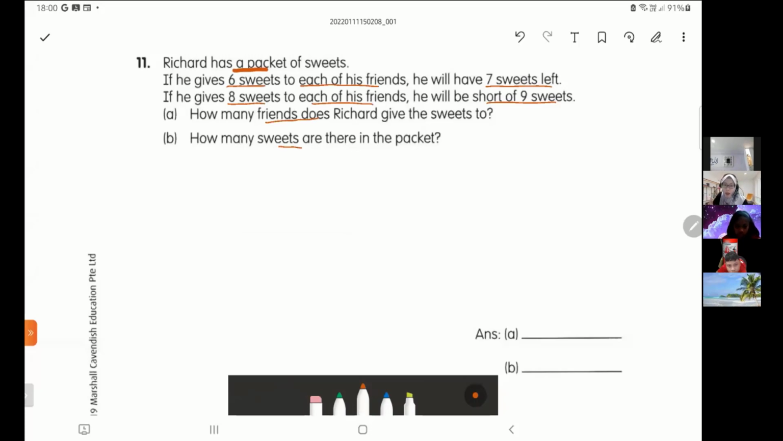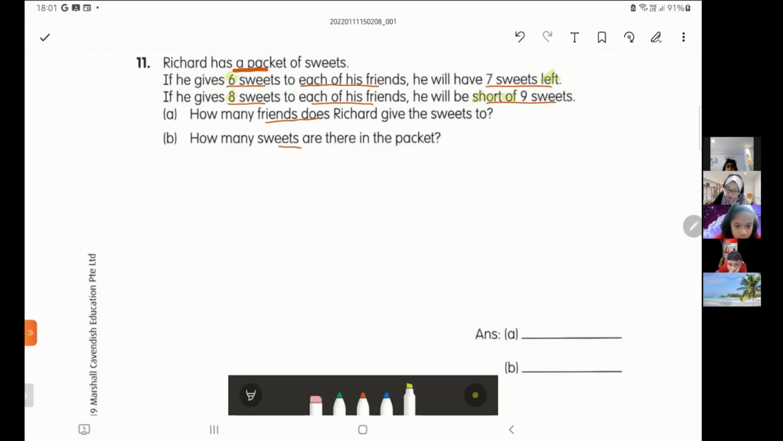If you are in P5 and P6, I'm going to teach you the excess and shortage concept already, because of the keywords here, left and short of. But you are not in P5, you are not in P6. So I'm going to consider a guess and check, but via the table, where we're going to put in the common multiples of 6 and 8.